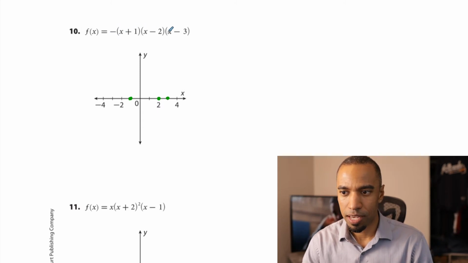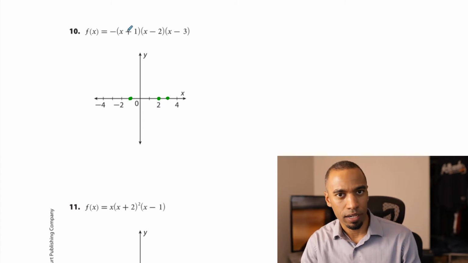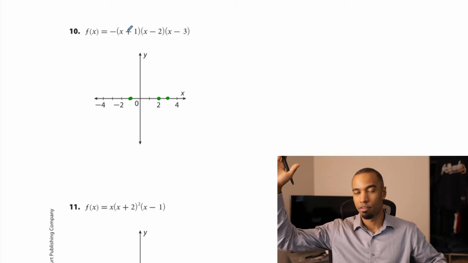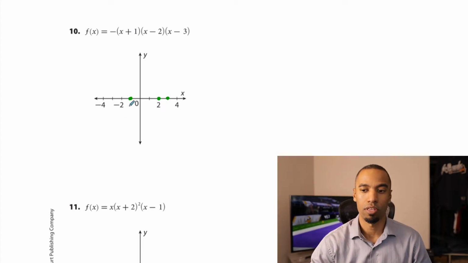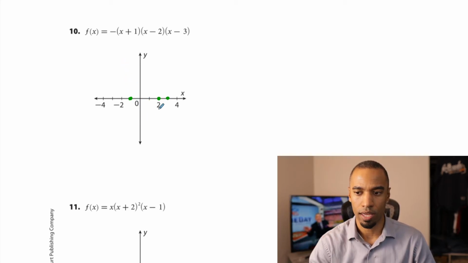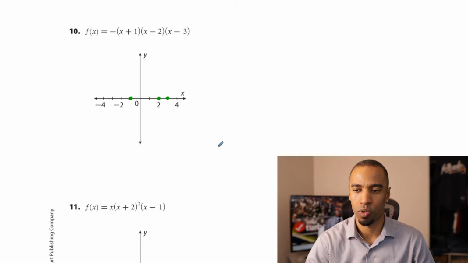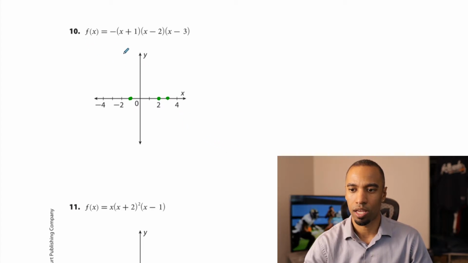Negative x times x times x. This is a negative cubic, an odd degree. That means it's going to start up, finish down. And all these are multiplicities of 1, so they'll go straight through in that linear-like fashion. So it's going to go like that right there. Let's go ahead and draw that one.